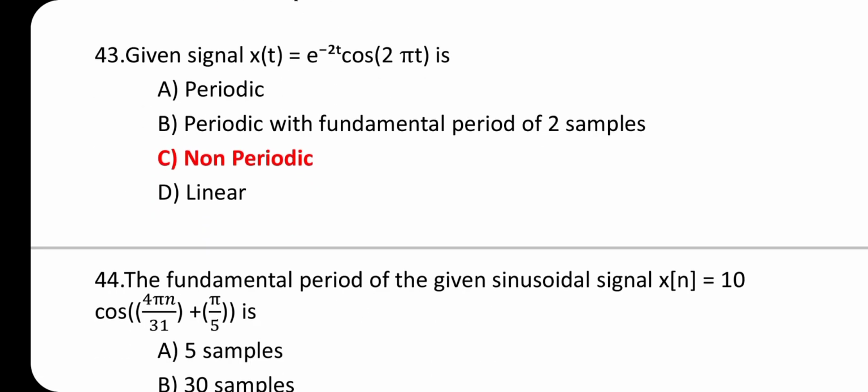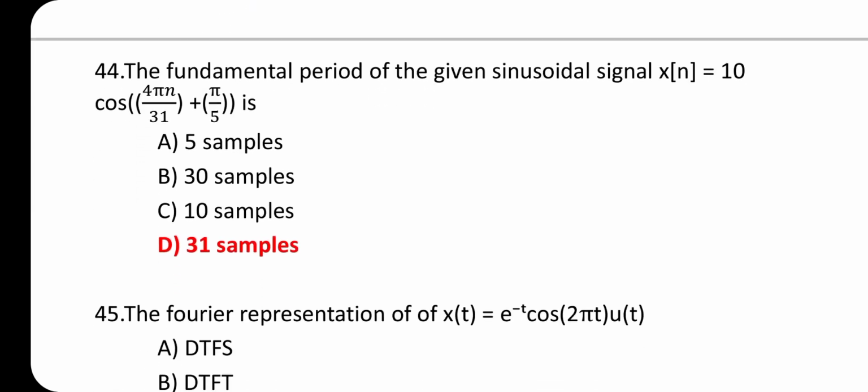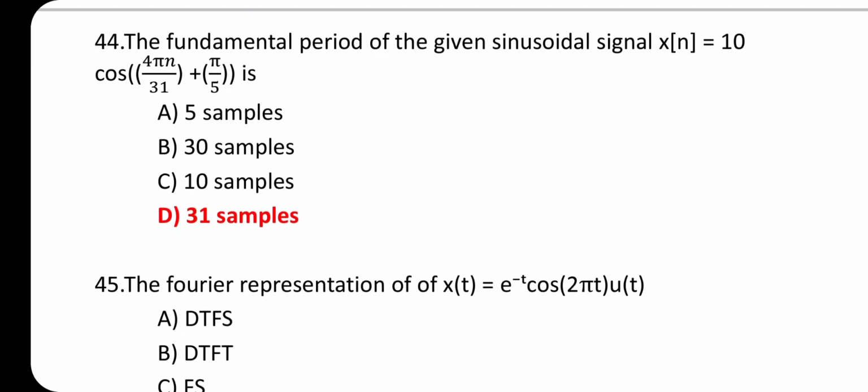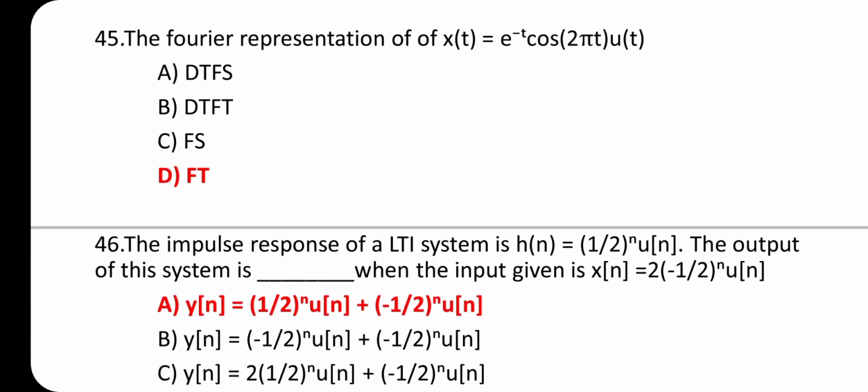Given signal x of t equal to e raised to minus 2t cos 2 pi t is non-periodic. Option C. The fundamental period of the given sinusoidal signal x of n equal to 10 cos 4 pi n divided by 31 plus pi by 5 is option D, 31 samples.